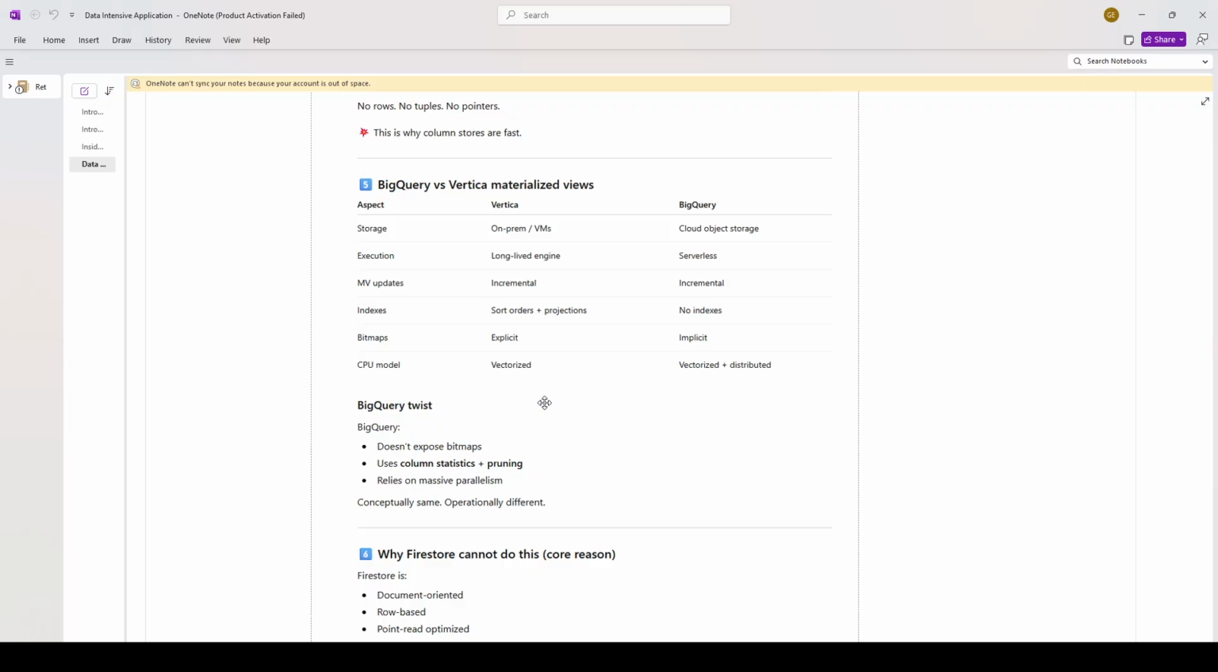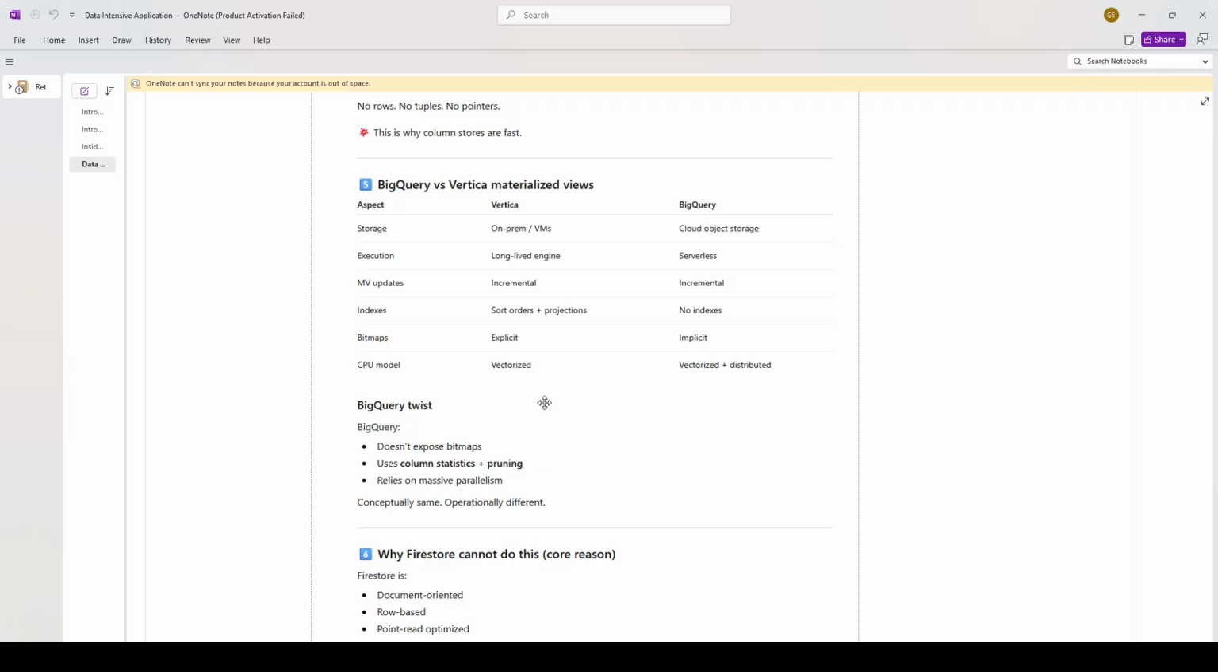snapshot in storage on-premise and virtual machines for Vertica. So they have their own premise machines that they handle. BigQuery is a cloud object storage, kind of like S3 with PostgreSQL with Supabase.